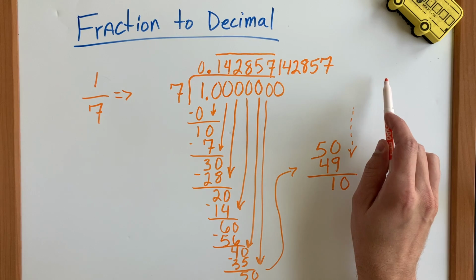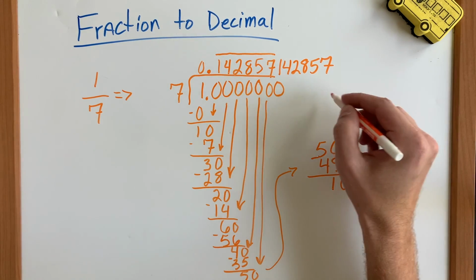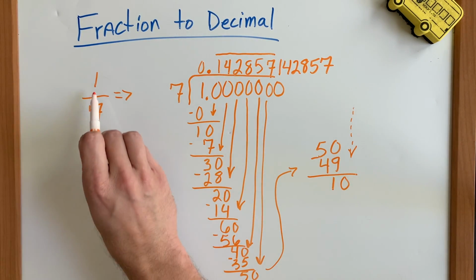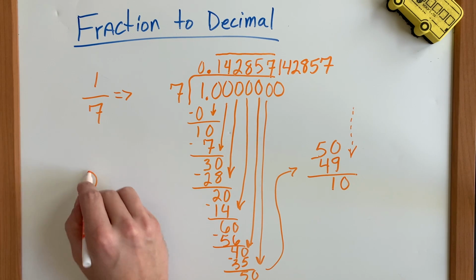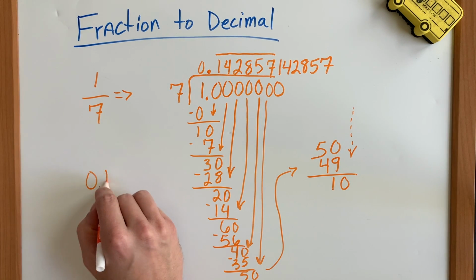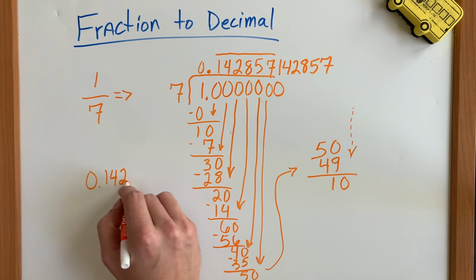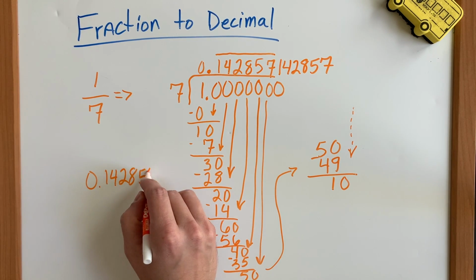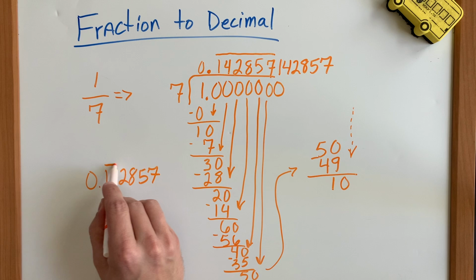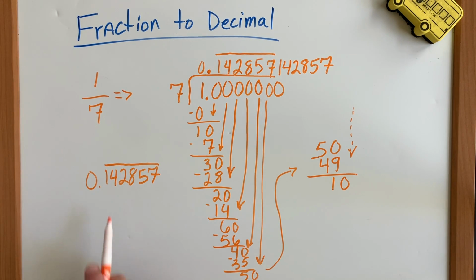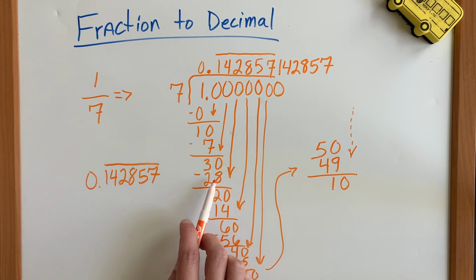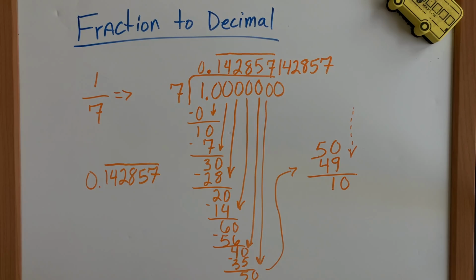Well, we don't want to write out decimals forever. So the final answer here, we're going to say 1 divided by 7 is 0.142857, and the repeating bar is going to go over all of that, which means that these digits will repeat again and again in a row in that same order.